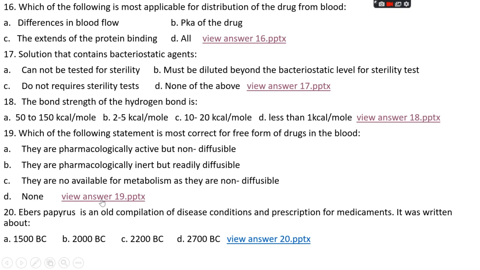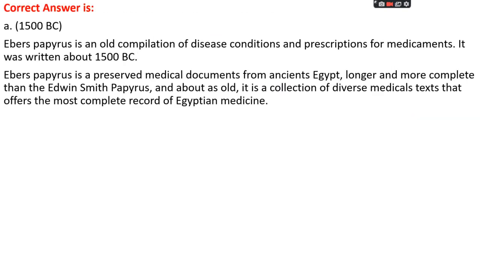Okay. Question number 20. Ebers Papyrus is an old compilation of disease conditions and prescriptions for medicament. It was written about: option A, 1500 BC; option B, 2000 BC; option C, 2200 BC; option D, 2700 BC. The right answer is option A, that is 1500 BC. Ebers Papyrus is actually an old compilation of disease conditions and prescriptions for medicament. It was written about 1500 BC.